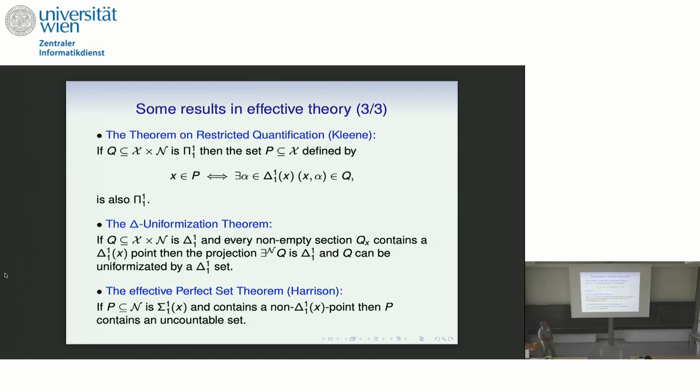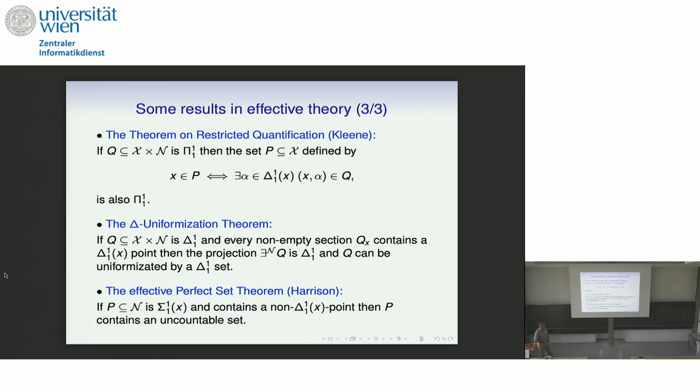And let's mention now a third theorem. We're going to apply both of these things, delta uniformization and effective Borel. If P is lightface sigma 1,1 in x and contains a non-delta x point, so a point which is not in delta 1,1 of x, then it contains an uncountable set. This is stronger than the perfect set theorem. The perfect set theorem says that if you have an uncountable analytic set, then it contains a perfect subset.